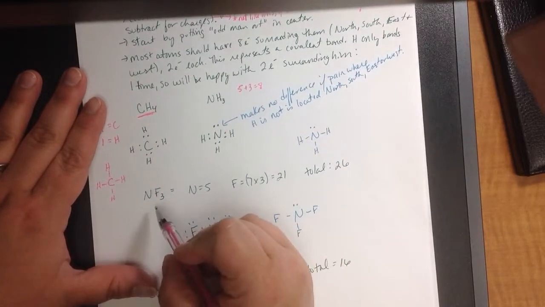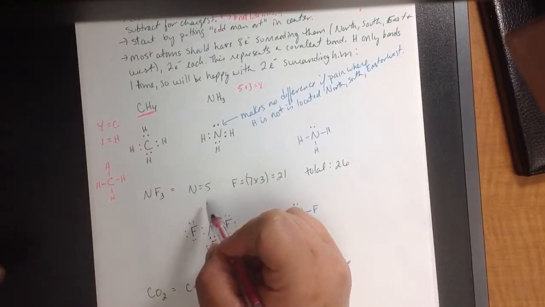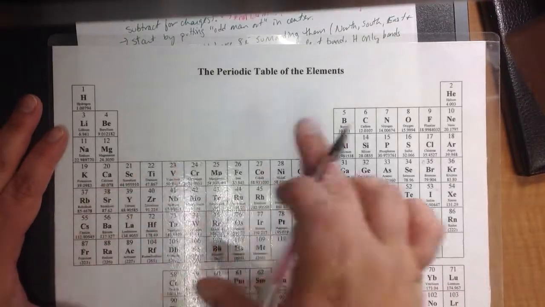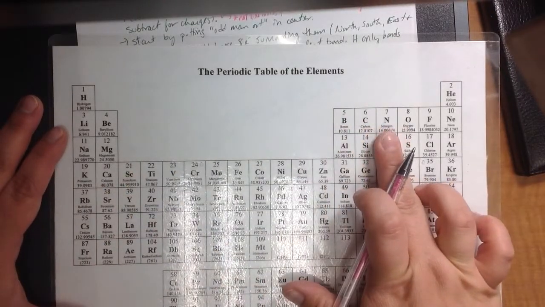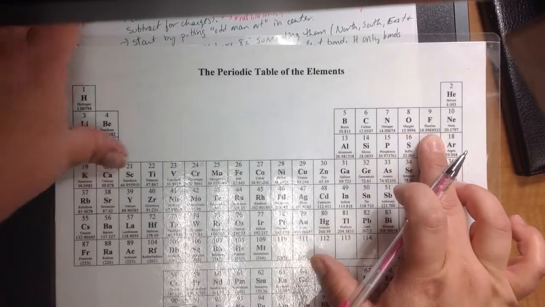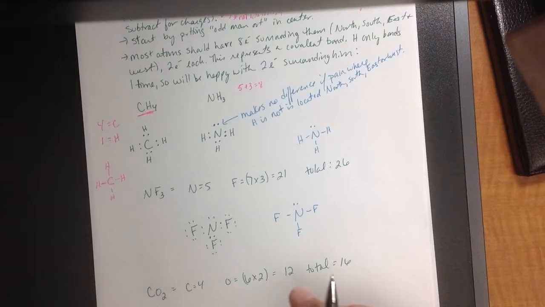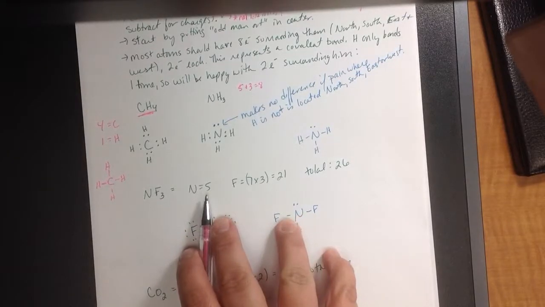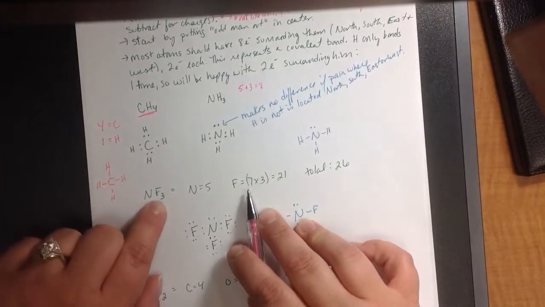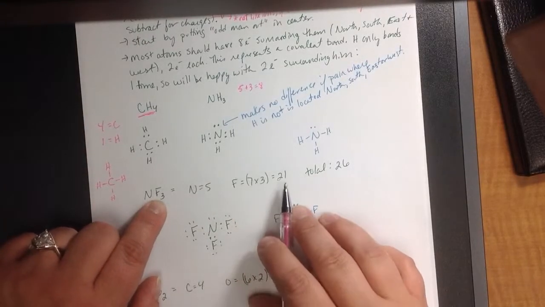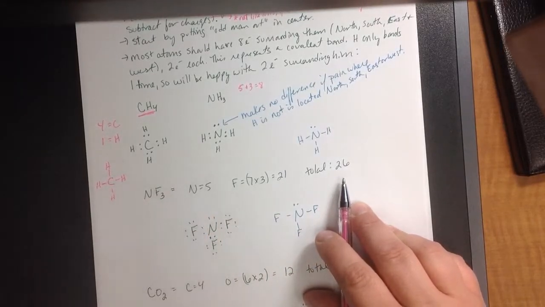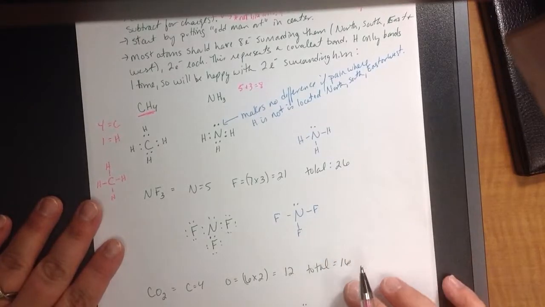Here we have NF3. Nitrogen has 5 valence electrons, just as we counted before. So 1, 2, 3, 4, 5. If I keep going to fluorine, it's 6, 7. So let's count the number of valence electrons. There are 5 in nitrogen. Fluorine has 7, but there's 3 of them, so 7 times 3 is 21. Add those together, you get 26. That's how we put this together.